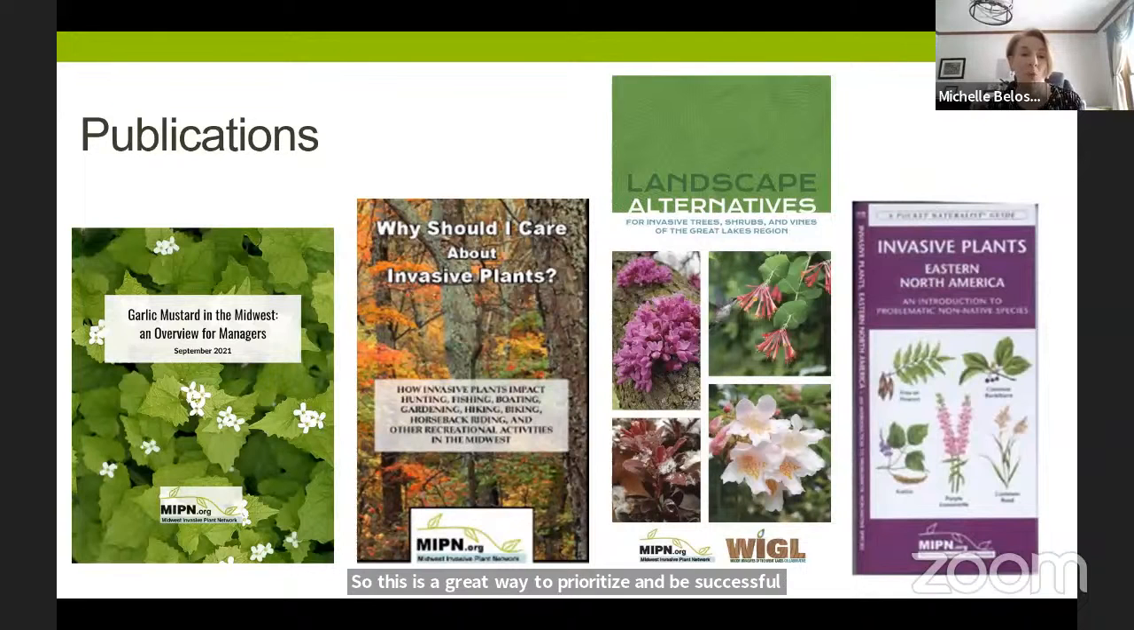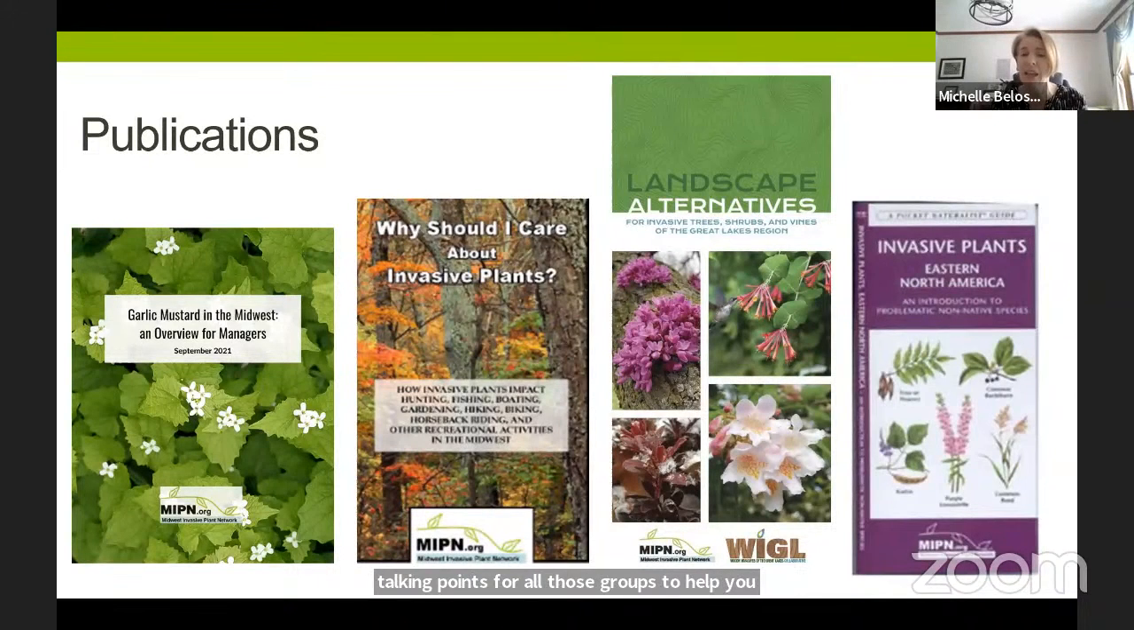We have a guide on why should I care about invasive plants, which is really helpful. It gives you talking points for all the different groups that you might be trying to reach with your invasive species messaging, everything from hunters to gardeners to boaters. We've got talking points for all those groups to help you.